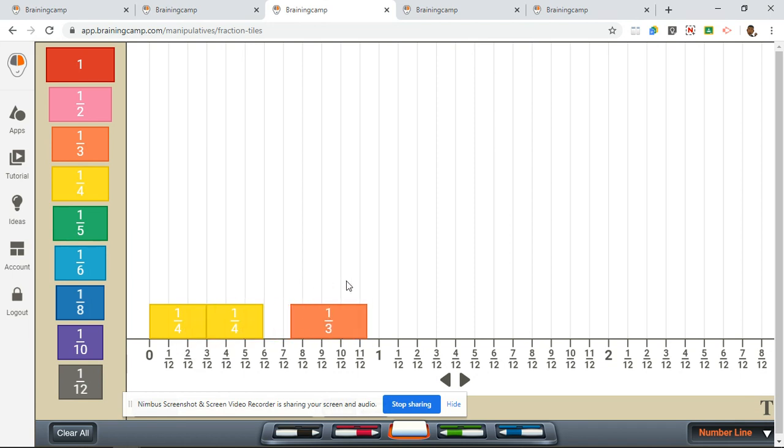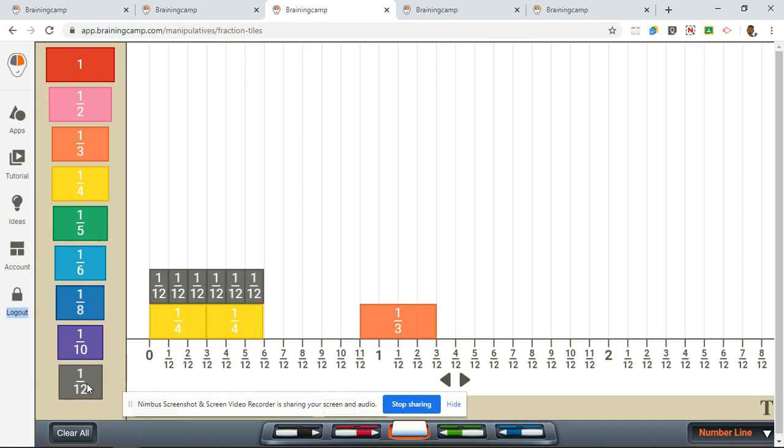But let me show you how that would equate. I'll move it over here. Let me show you how many 12ths are equal to 2/4. So I'm going to put this here. That's 1, 2, 3. So 3/12 equals 1/4. If I add another 3/12, here I have a total of 6/12. 6/12 is equal to 2/4.